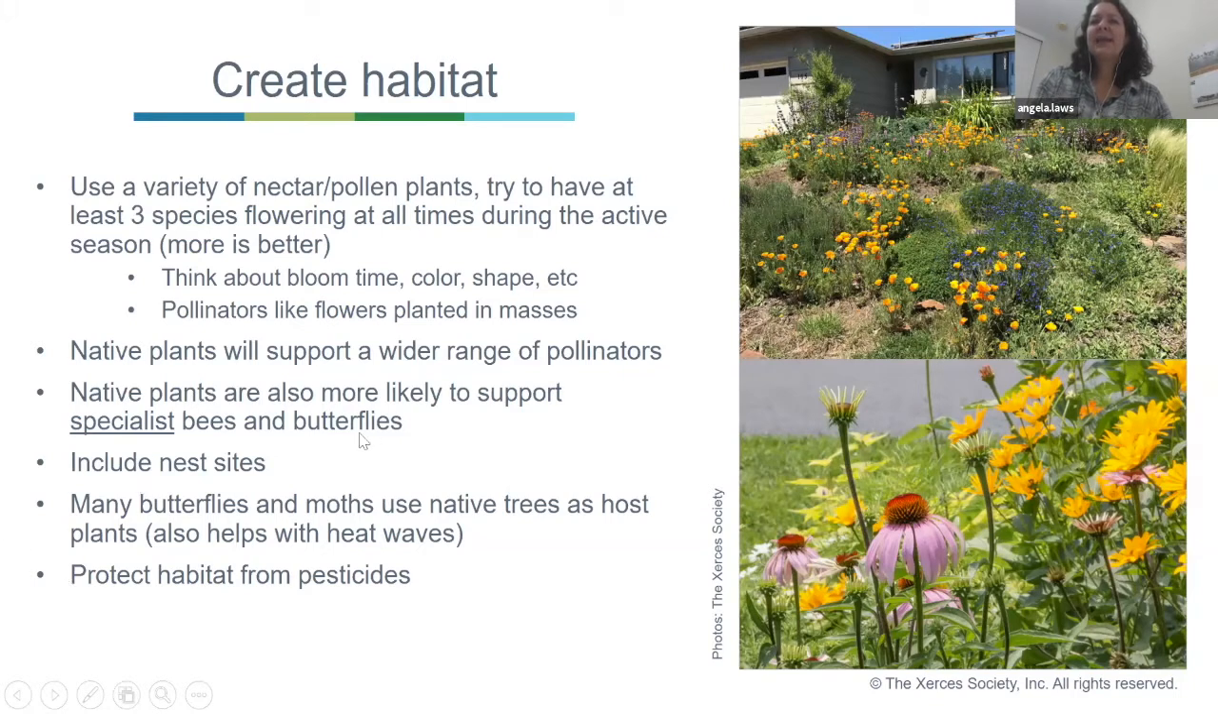Include nest sites. As I said, native trees are great, and it also helps keep our cities cooler. And then again, if you're going to build some pollinator habitat, don't spray it with insecticides. Try and keep it safe from that pesticide exposure.